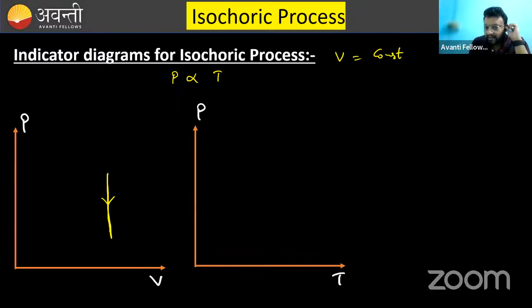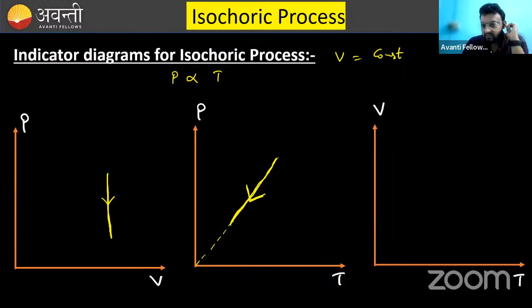Another diagram may be the pressure and temperature diagram. If you see P and T, in case of P and T, P is proportional to T. If P is proportional to T, it should be like that. And the graph should be a straight line passing through the origin. This is our PT graph, PT indicator diagram. Now again, we have assumed pressure to be decreasing. So I am also assuming pressure to be decreasing here. Clear?